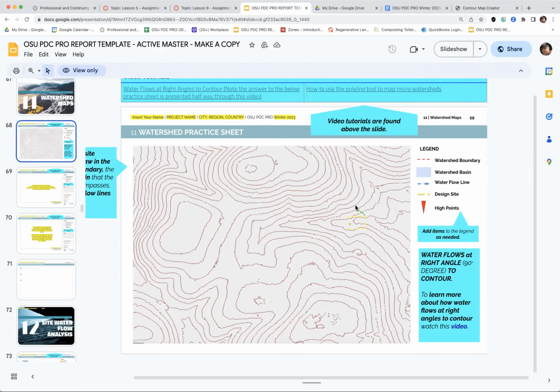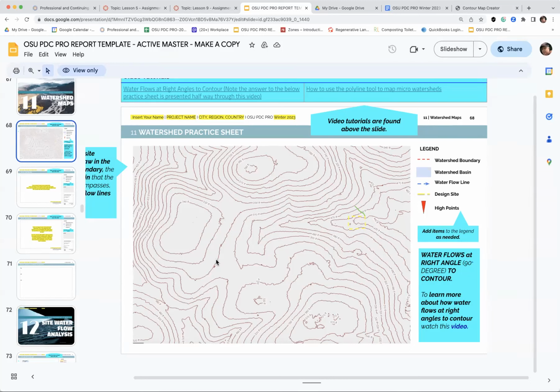Now, I'm not going to do this whole practice sheet. I would recommend that you do, but you can see on this map that this is a slope that goes uphill, and there is the peak of the slope, and then it starts to go downhill, and then there's a little, not a valley, but a little low point, and then it goes back up.